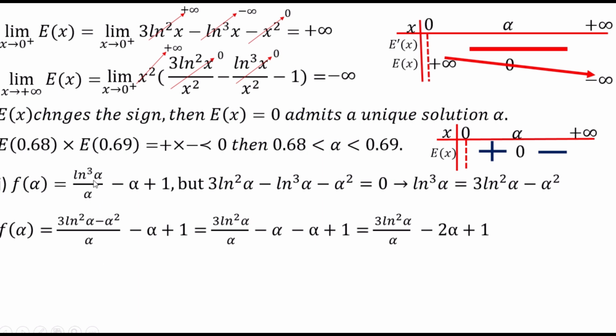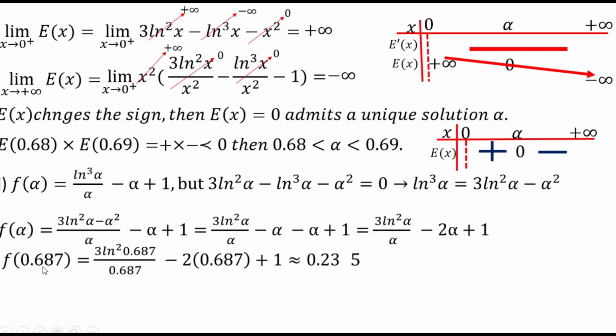F of alpha equals ln cube alpha over alpha minus alpha plus 1, but 3 ln square alpha minus alpha cube minus alpha square equals 0 because alpha is the root of E of x. So ln cube alpha equals 3 ln square alpha minus alpha square. Substitute, instead of ln cube alpha, 3 ln square alpha minus alpha square over alpha. 3 ln squared alpha over alpha minus alpha squared over alpha. It means minus alpha. And minus alpha, this is minus 2 alpha plus 1. Okay.